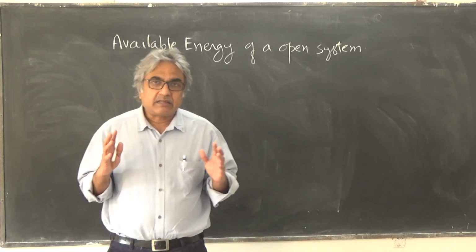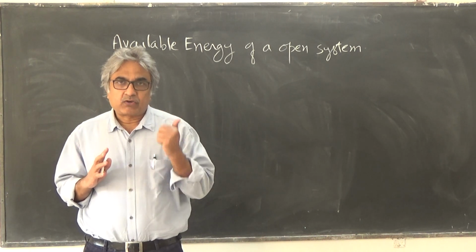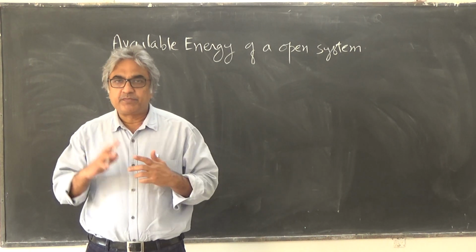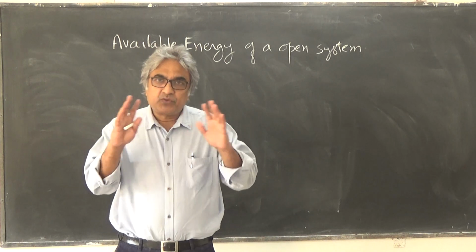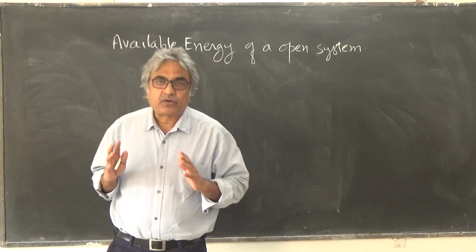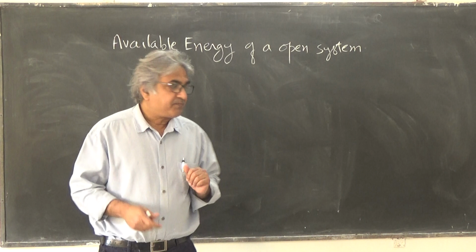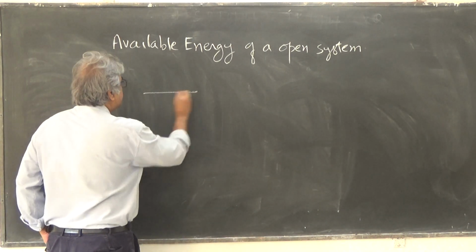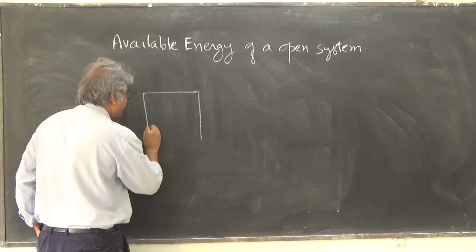So you can consider a concrete example of a compressor or a turbine. There could be other examples also. But a most general expression we will derive for finding out available energy. So let's say that this is some device. It could be any device.